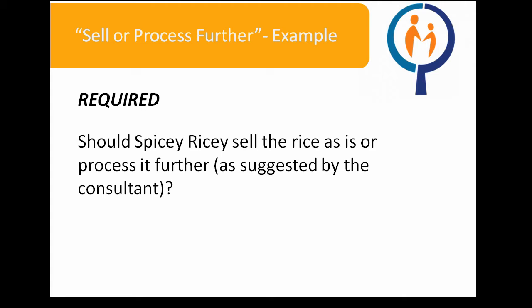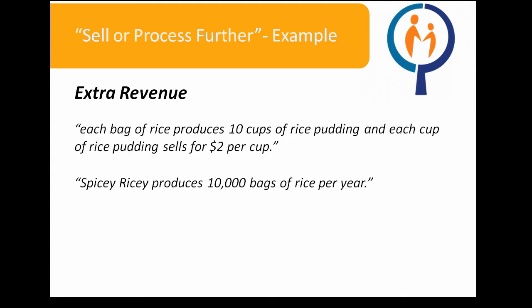The required question here is, should Spicy Ricey sell the rice as is, or process it further, as suggested by the consultant? As I mentioned before, the sell or process further scenario involves comparing the extra revenue incurred with the extra costs incurred. Why don't we begin with the extra revenue incurred?